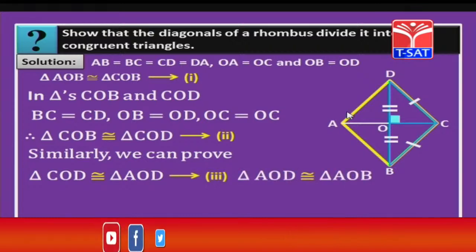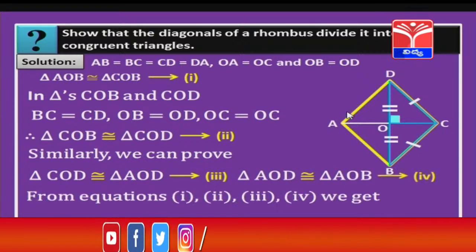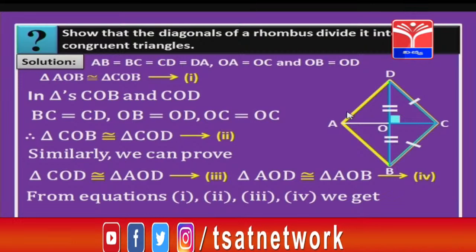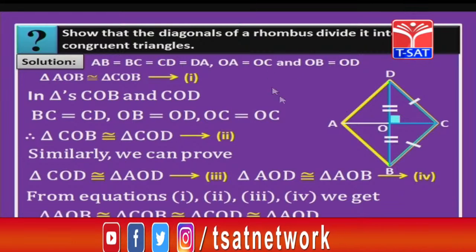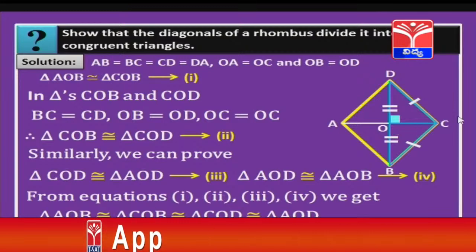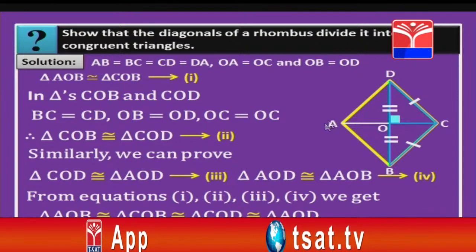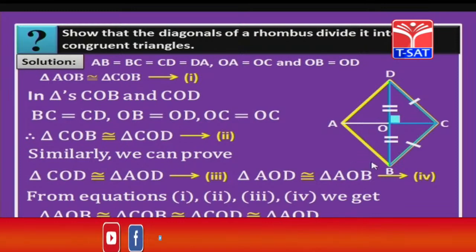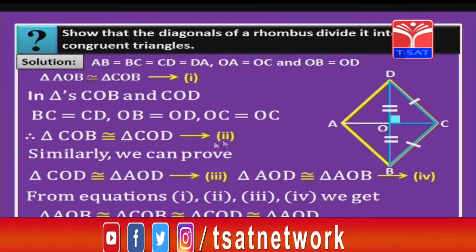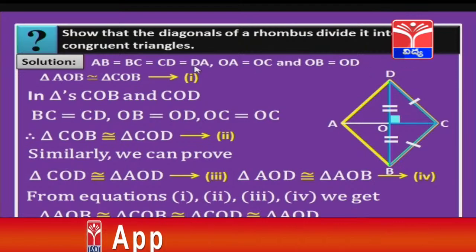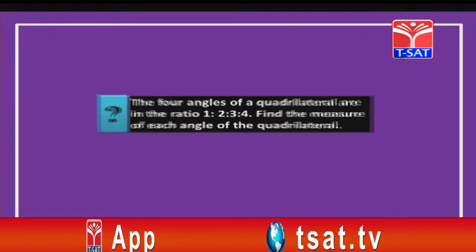Now, from all these equations, that is equations 1, 2, 3 and 4, we get triangle AOB congruent to triangle BOC or COB, this is congruent to triangle COD and this is congruent to triangle AOD. That means all these 4 triangles are congruent to each other. So, children, we have proved that the diagonals of a rhombus divide it into 4 congruent triangles. Okay, children, let us move on to our next problem.